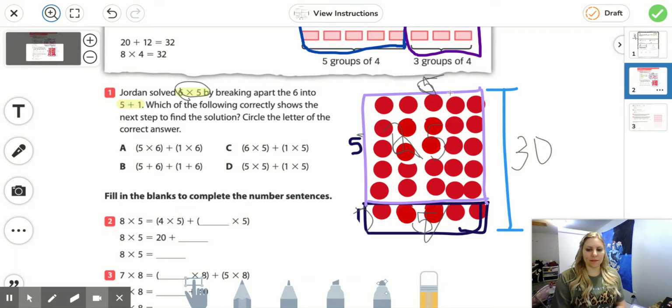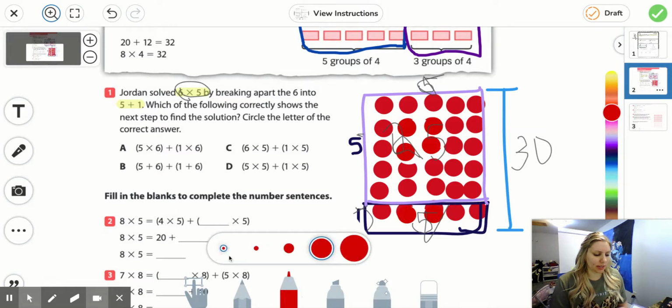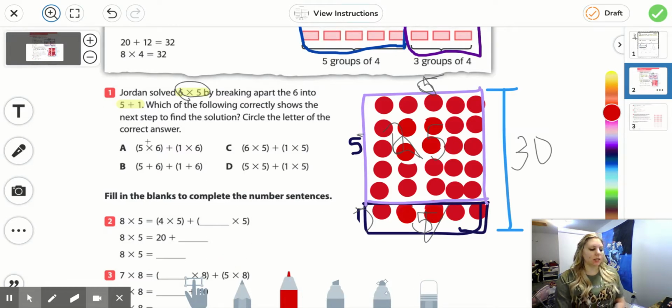Five rows with 5 in each row, 1 row with 5 in that row. I've got some different answers here. Let's go through them, because I see a lot of us are on different pathways. This one says 5 rows with 6 in each row and 1 row with 6 in each row. This is what I originally did when I misread the problem. I thought it was 6 times 6, but it's not. It is not A.